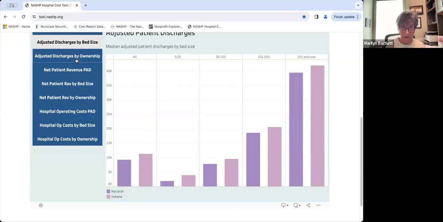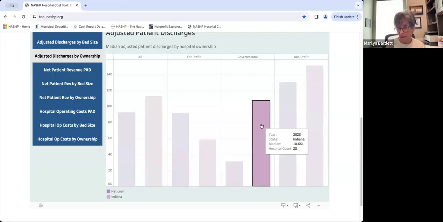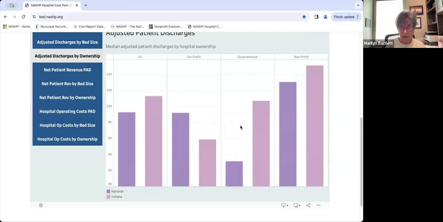But you can see how it spread over the different hospital sizes. We can look by ownership. Now in Indiana, government is quite high. There's 23 hospitals. Indiana University Health is included in here, which is a very large facility. So that's going to make that larger. You can scroll over any one of these bars and you can see the hospital count number 23. You can also click on it to highlight it if you want, or just click out of it not to. And this can give you a little bit more information on the distribution of those discharges.